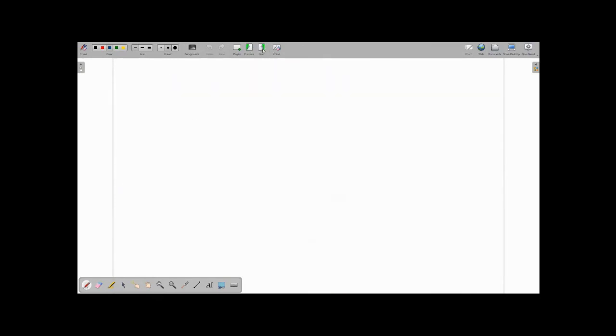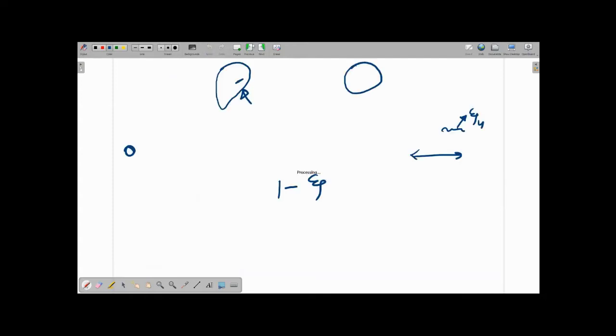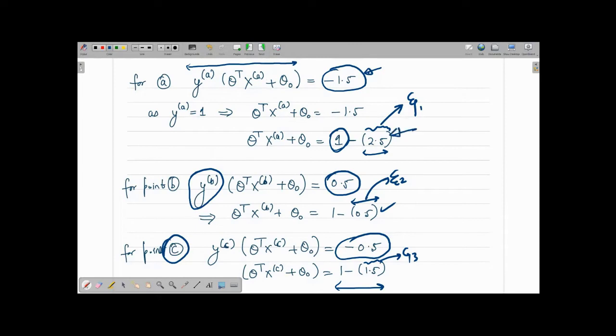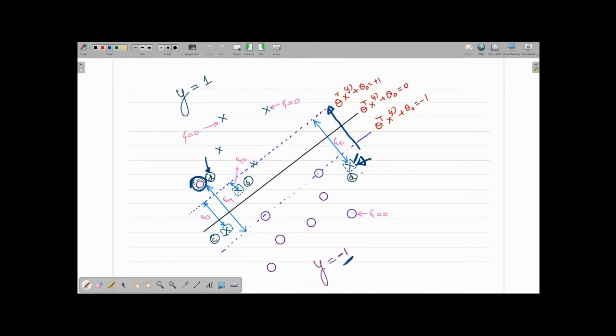So now what is actually zeta? Zeta is nothing but the distance of the wrongly classified point from the correct hyperplane. So for example, for this point X, its zeta is how much? Its zeta is 2.5. So what I am saying is, the wrongly classified point's distance from the correct hyperplane. So the correct hyperplane is this hyperplane for this point. So if this X is here, then it's correct, right?